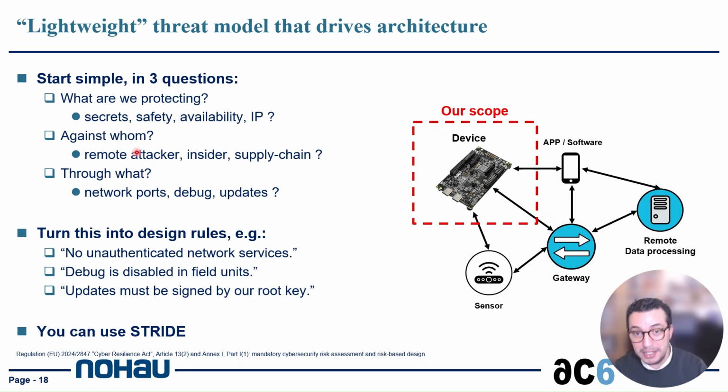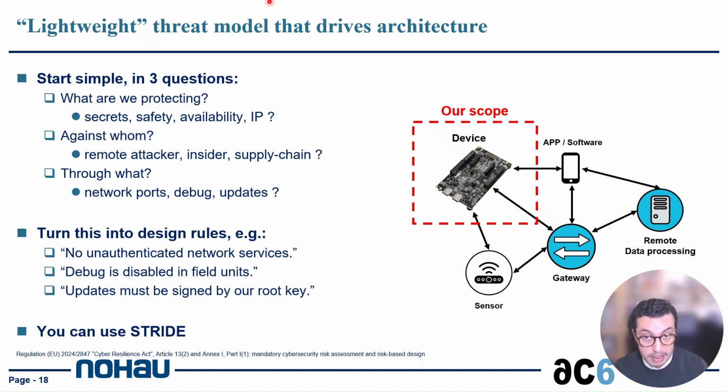Who are we defending against? It can be remote attackers, insiders, supply chain manipulation, physical attackers if the device is accessible, and also through what attack paths, because we need to know in which interface we are going to have the attack: network interface, debug ports, the update process, third-party libraries, or some weak default parameters that you have.